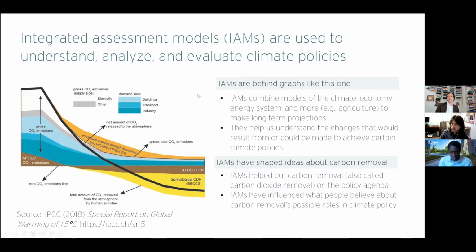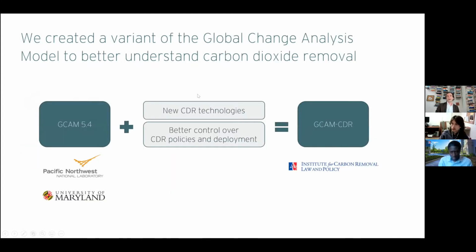So we launched this project to try to help remedy that. And here in a nutshell is what we did. We've created a variant of an integrated assessment model called GCAM, the Global Change Analysis Model, which has been developed over many years by the Joint Global Change Research Institute, which is a joint venture between Pacific Northwest National Labs and the University of Maryland. So we took their open source model and we added some new CDR technologies to it and better control over CDR policies and deployment to create a variant of that model called GCAM-CDR.